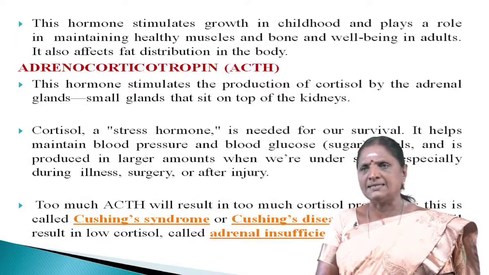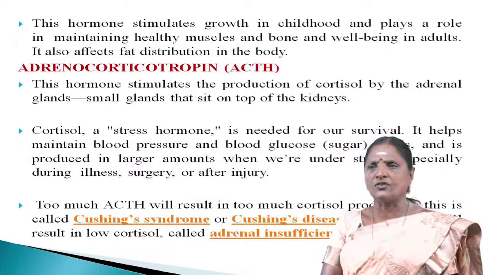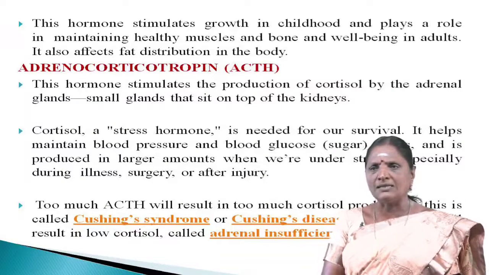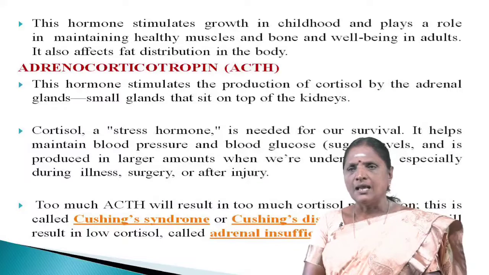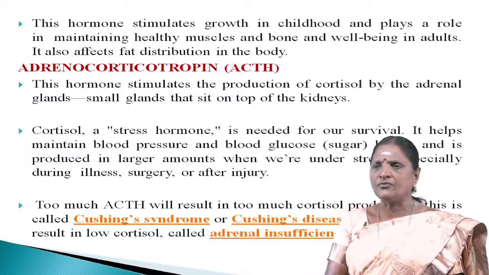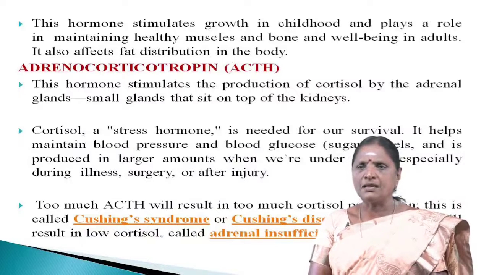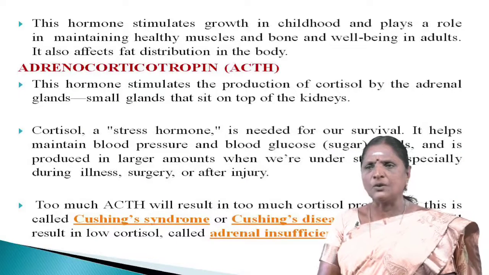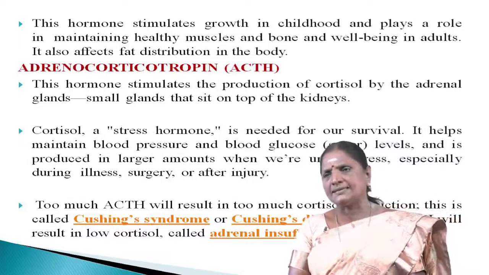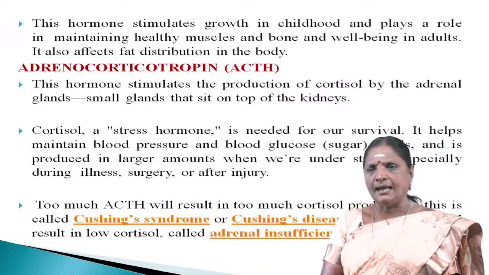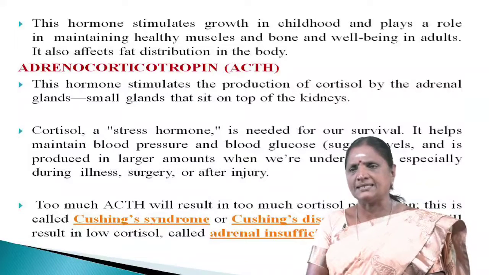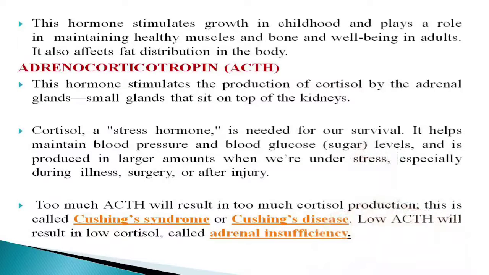Adrenocorticotropic hormone, ACTH. This hormone stimulates the production of cortisol by the adrenal glands, small glands that sit on the top of the kidneys. Cortisol, a stress hormone, is needed for our survival. It helps maintain blood pressure and blood glucose levels and is produced in larger amounts when we are under stress, especially during illness, surgery and after injury. Too much ACTH will result in too much cortisol production. This is called Cushing syndrome or Cushing disease. Low ACTH will result in low cortisol, called adrenal insufficiency.